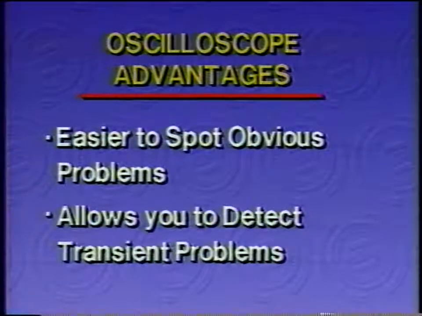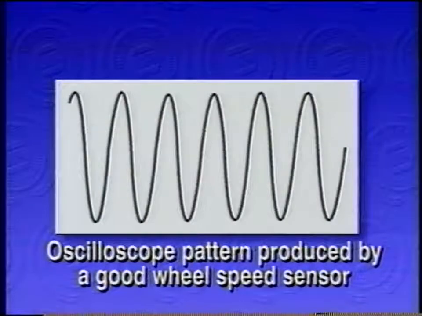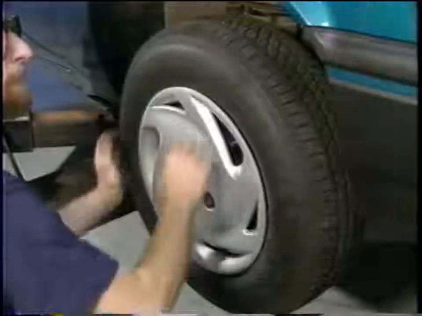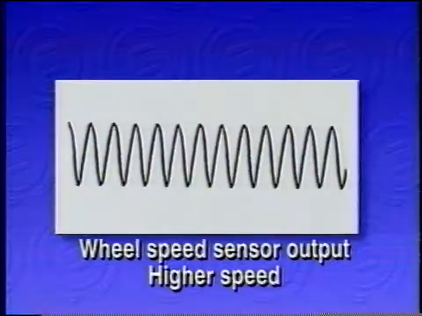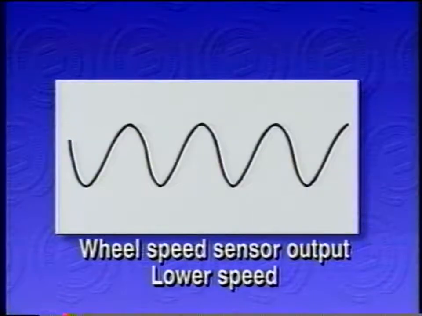A wheel speed sensor produces an alternating current signal that appears as a sine wave on a scope. As the speed of the wheel changes, the frequency of the signal changes, causing the scope pattern to also change. If we spin the wheel faster by hand, you can see how speeding it up compresses the sine wave pattern produced by the wheel speed sensor. If we slow down the wheel, you can see how the pattern extends with more space between the waves.